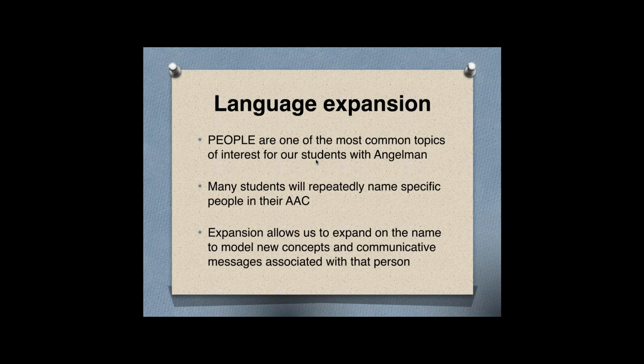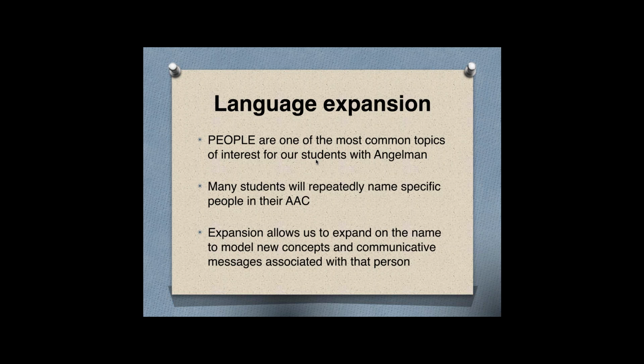When we're working on language expansion with these words, we're just remembering that people tend to be one of the most common and one of the most intense interests of our students with Angelman. So if you're trying to find a preferred activity, very often that's the people in their lives. Many of our students, when they first have a system, one of the first things they can do is find favorite people and repeat their name over and over, and they often get stuck on that.